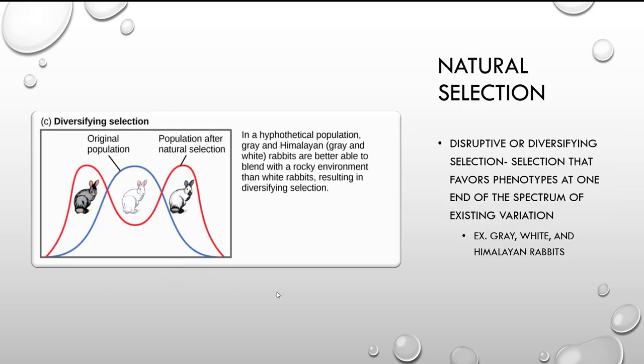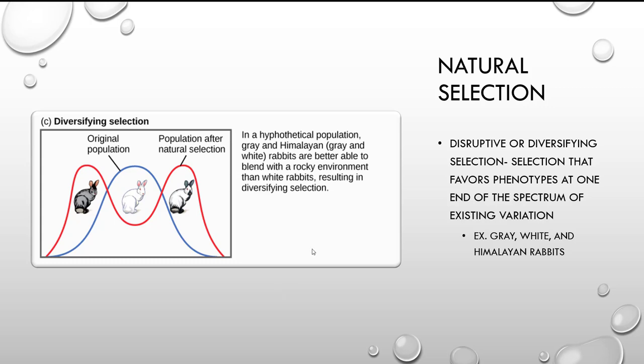And then the last type of natural selection is disruptive, or sometimes you see it as diversifying selection. So diversifying or disruptive selection is the opposite of stabilizing selection. In stabilizing selection, the intermediate is favored over the extremes. But in diversifying or disruptive, the extremes are favored over the intermediate.